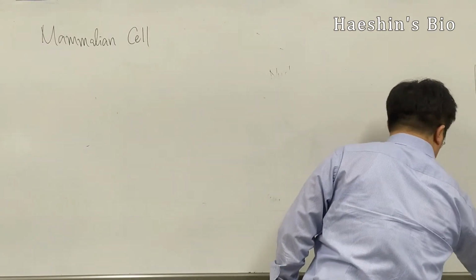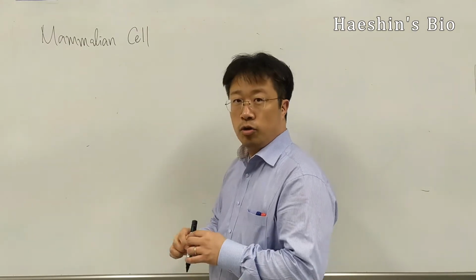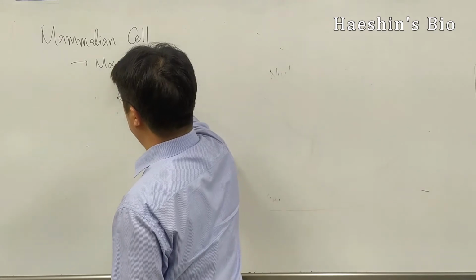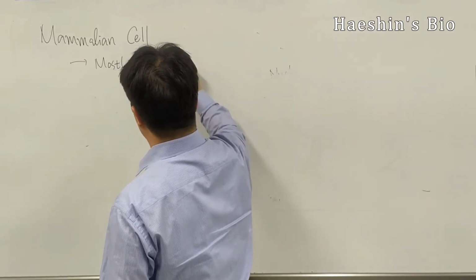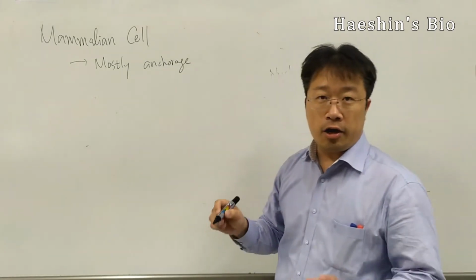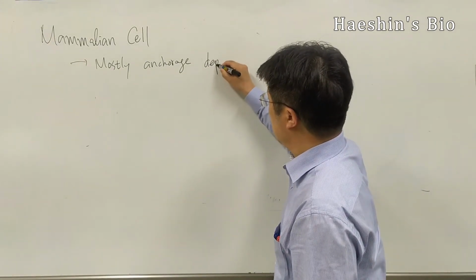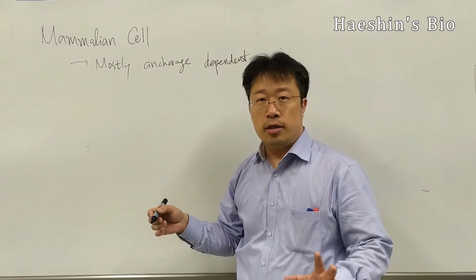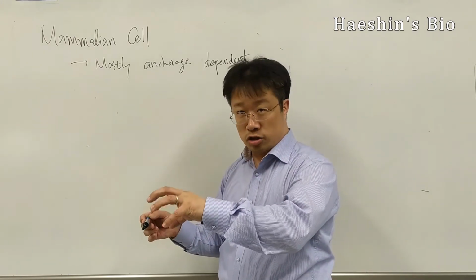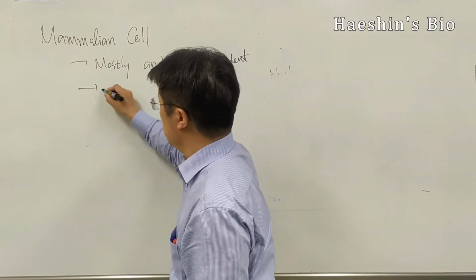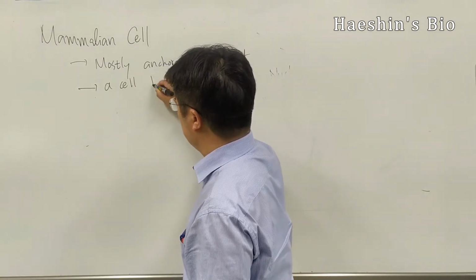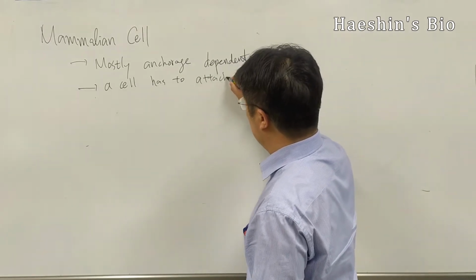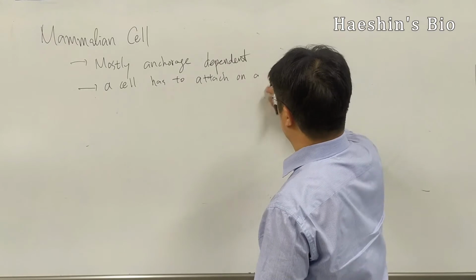The basic thing we have to know is that mammalian cells are mostly anchorage dependent cells. Anchorage dependent means that the cells have to stick on surfaces. In other words, the cell has to attach on a surface.